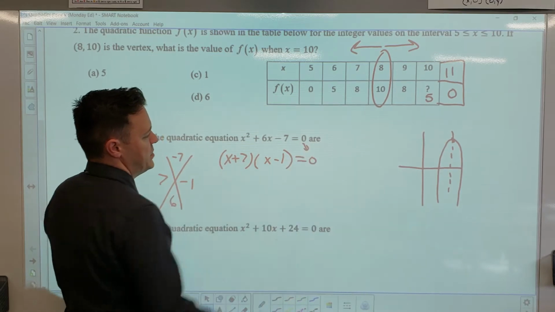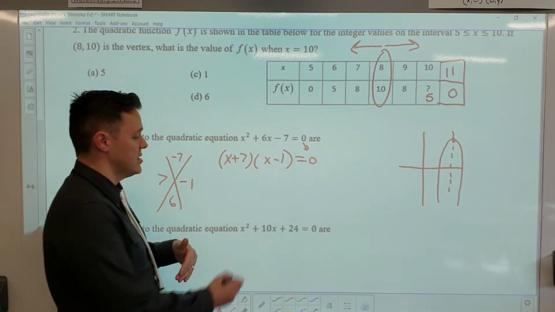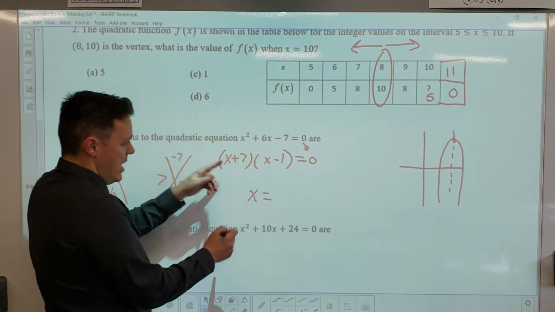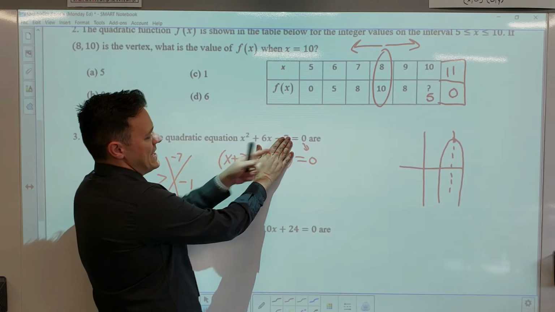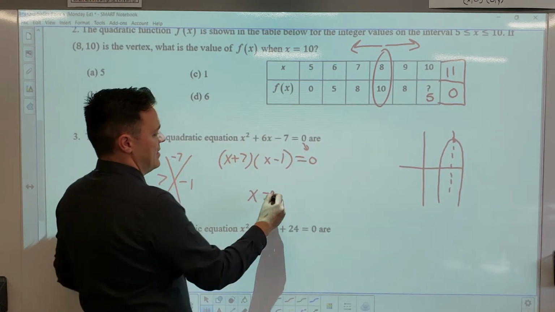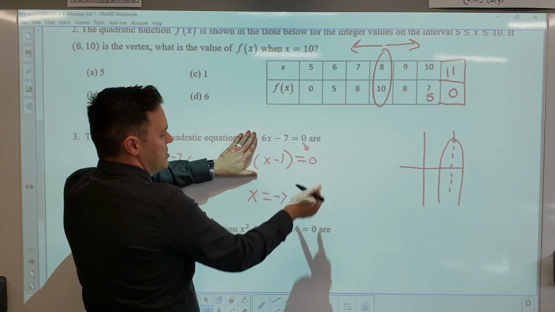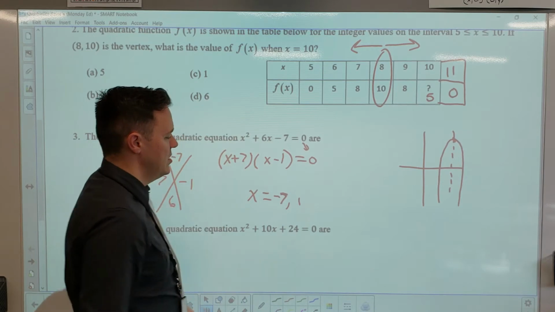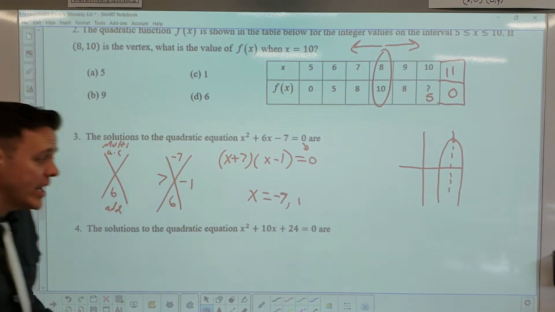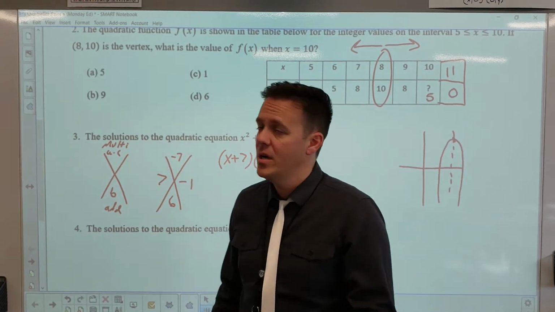Don't forget that last piece, because you want the solution. So the solution for this would be x equals, and what number would you put in here to make this 0? Well, it would be -7 here, and then for x minus 1 equals 0, it would be 1. Sorry, that's a bad 7. So -7 and 1. You could answer this using Desmos as well, but if I ask you to show your work, then you have to do it.